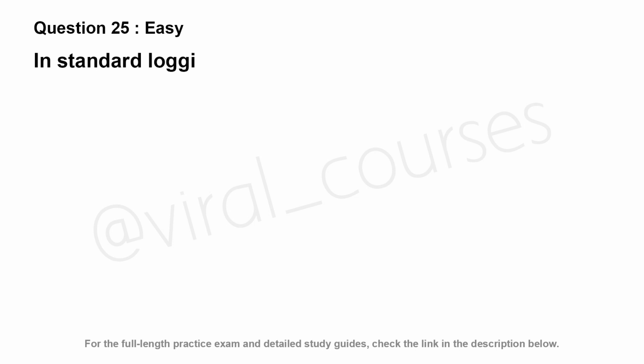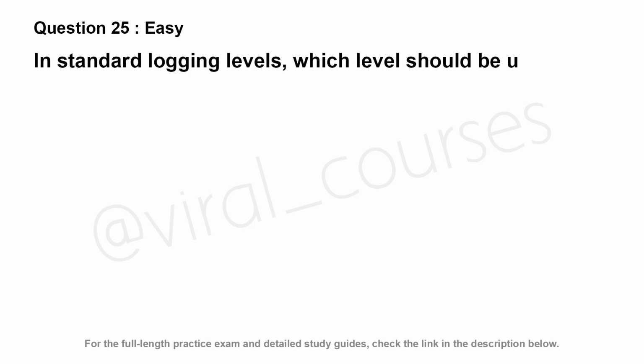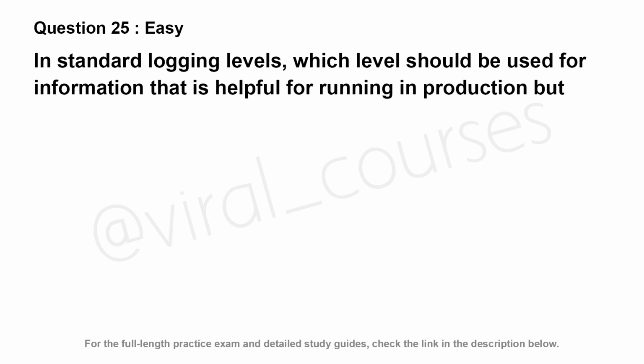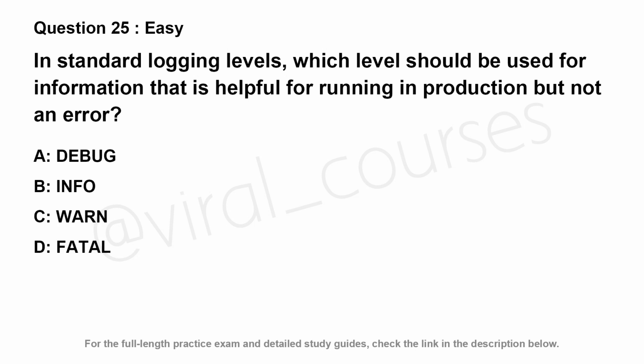In standard logging levels, which level should be used for information that is helpful for running in production but not an error? Option A, debug. Option B, info. Option C, warn. Option D, fatal.